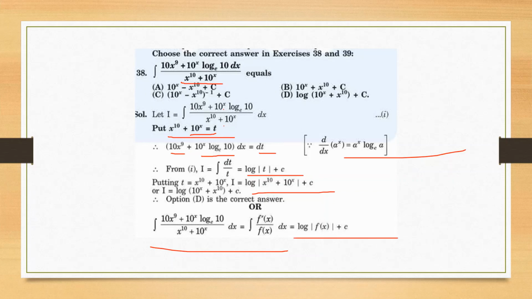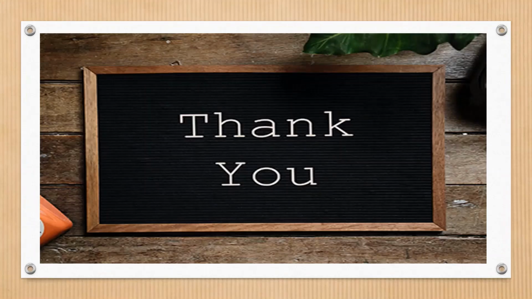So this is all about the method of substitution, right? Dear students, you need a lot of practice to understand what is the proper substitution for a particular question. So take a lot of questions for drill so that you can understand this topic well. I hope whatever is taught is clear to you. Thank you so much.